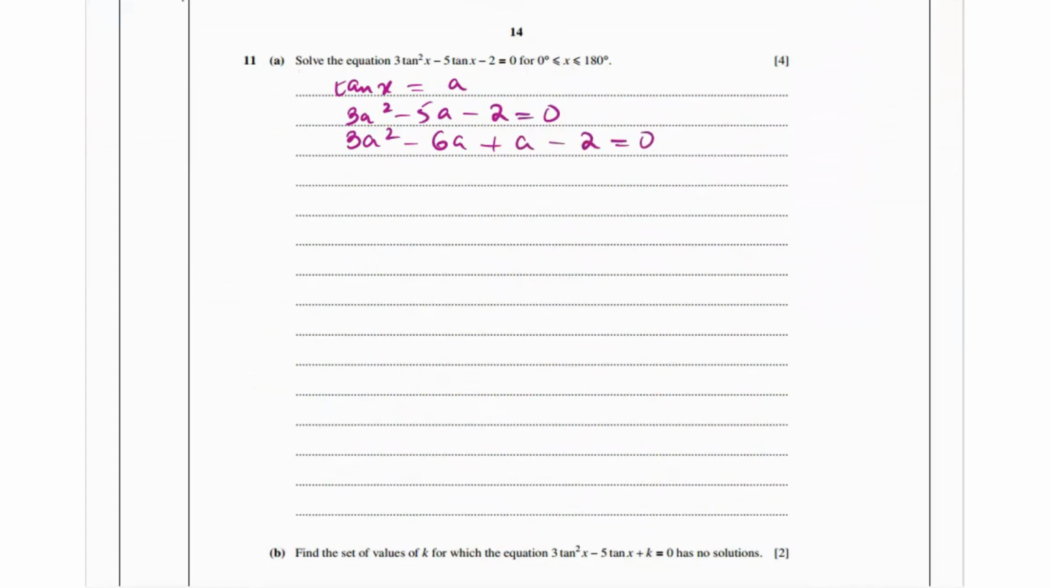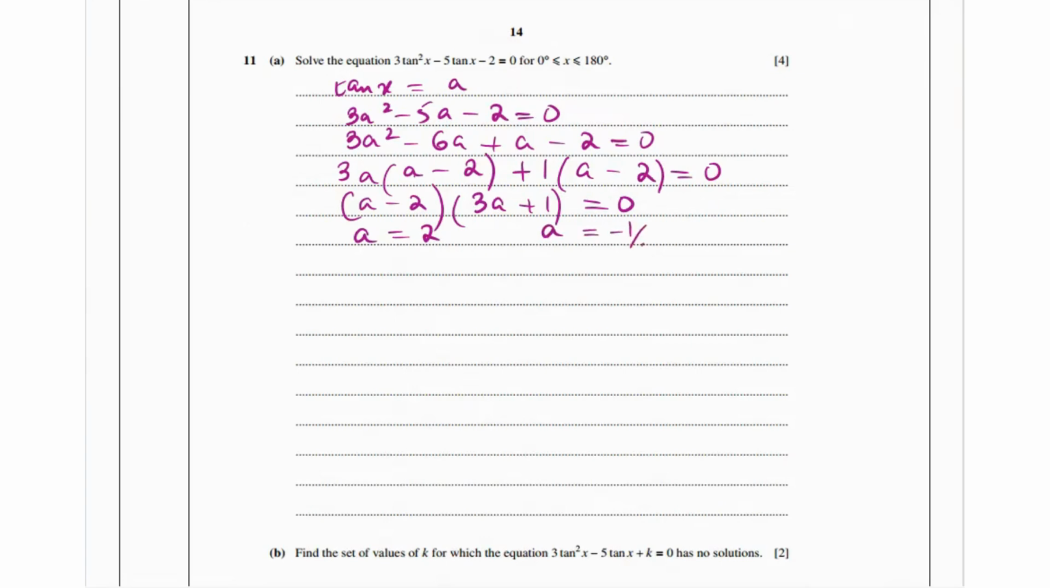Between 3a square and 6a, we have 3a common. A minus 2 comes in the bracket, and between a and negative 2, we have plus 1 common. A minus 2 comes in the bracket. Now, a minus 2 bracket 3a plus 1 equals to 0. A is equal to 2 and a is equal to negative 1 over 3. So tan x equals to 2 and tan x equals to negative 1 over 3.